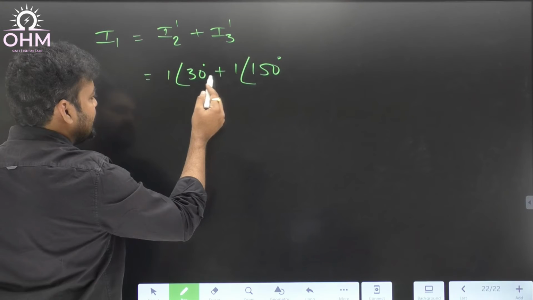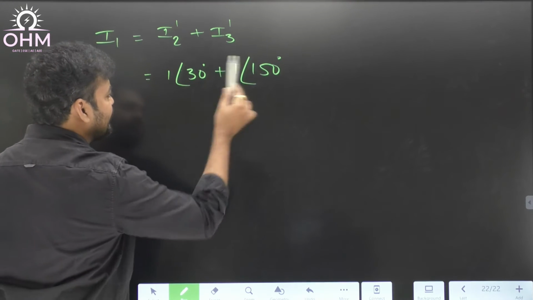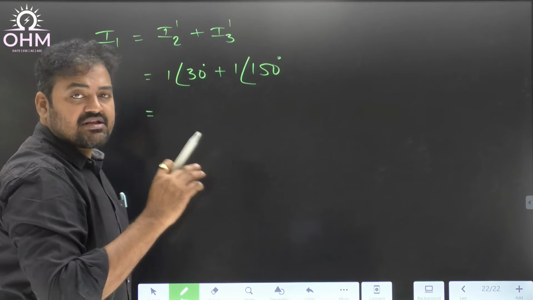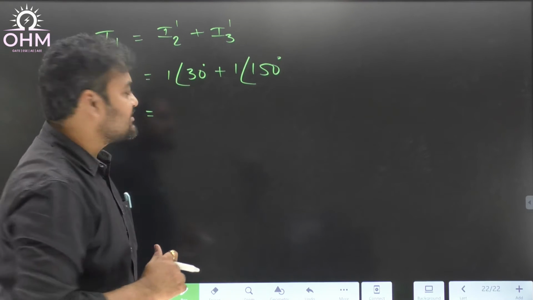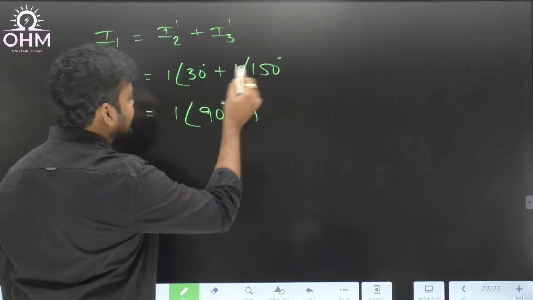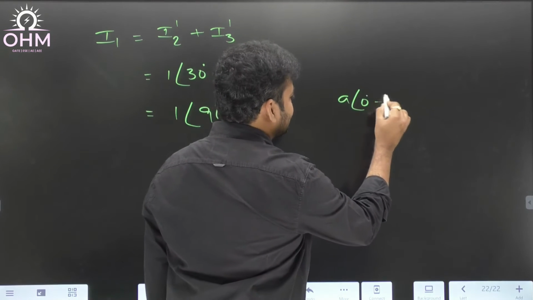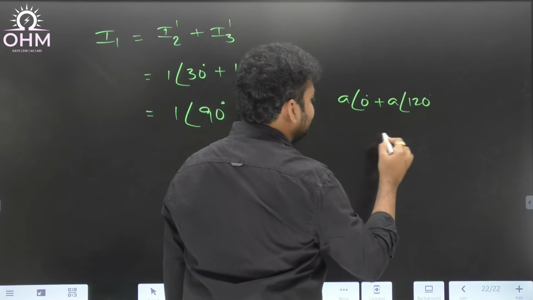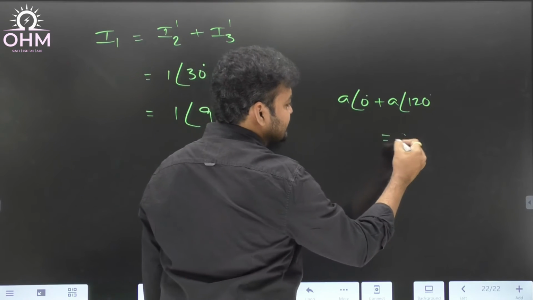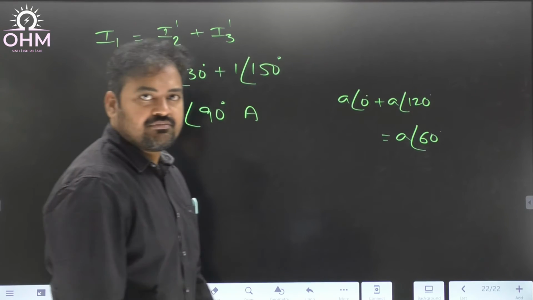It looks like two equal phasors with how much phase angle difference? 30 degrees to 150 degrees, a 120 degrees difference is there. When any two equal phasors are added with a 120 degrees phase angle difference, the summation will be the same magnitude with the intermediate angle. The intermediate angle is 90 degrees. Okay, always remember A at an angle 0 plus A at an angle 120. If you add both of them, equal phasors, 120 degrees difference, the summation remains the same, but the angle will be the intermediate angle, 60 degrees.